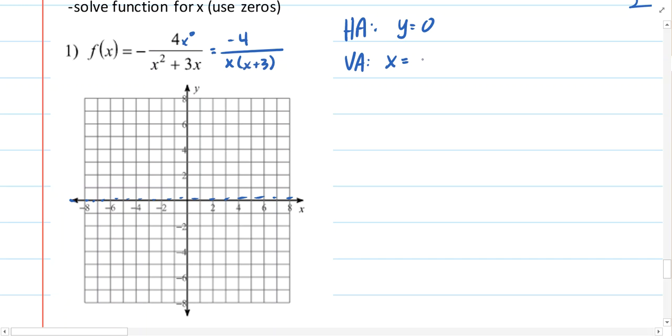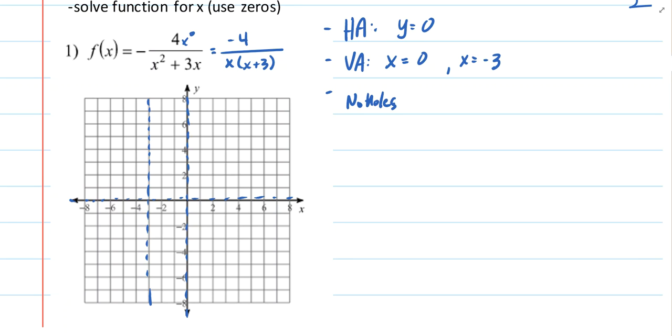So we've got a vertical asymptote at x equals 0. We also have one at x equals -3. So x equals -3, vertical asymptote, x equals 0, another vertical asymptote. There are no holes in this graph because there were no removable discontinuities.